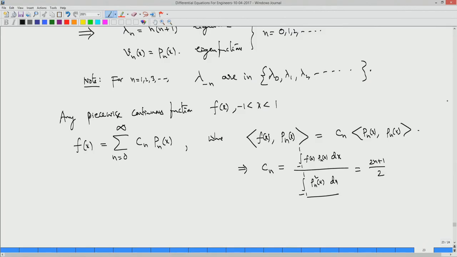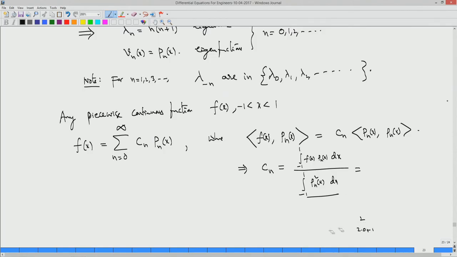So, if P0 is 1, then the integral of 1 is 2, right. So, 2 divided by 2n plus 1 is the correct thing, I think. Integral from minus 1 to 1 of dx equals 2, okay, 1 plus 1. So, this is actually 2 divided by 2 times 0 plus 1. So, this value is 2 divided by 2n plus 1.